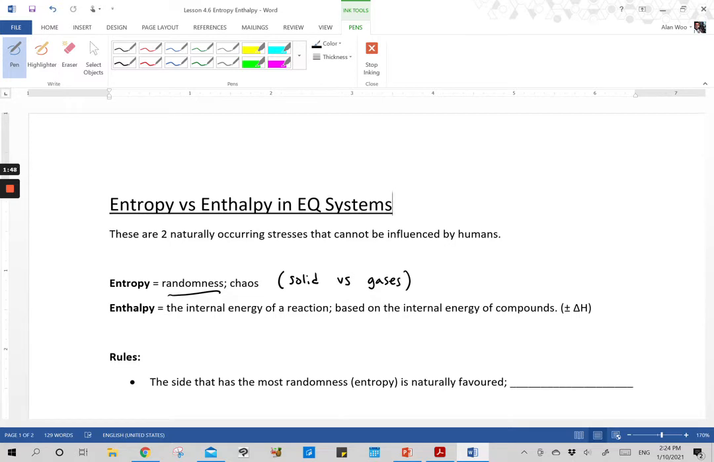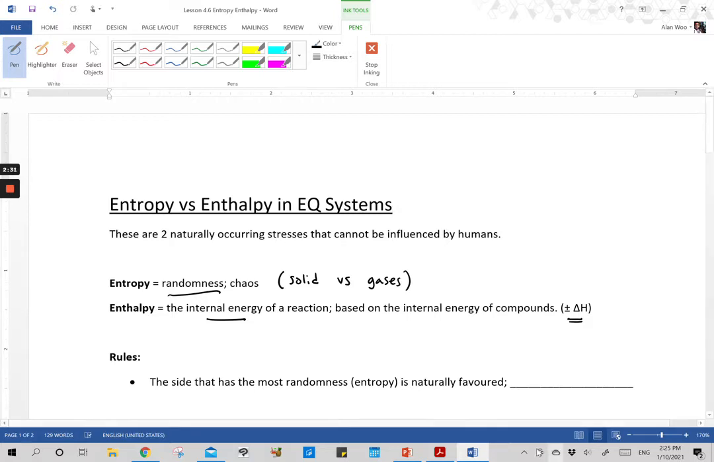Now, when we focus on enthalpy, enthalpy is the amount of internal energy in a reaction. And we base that internal energy on the amount of energy the compounds contain, so kind of like potential energy. If you look at how much potential energy the substances have in the reactants versus the products, we can figure out which side of the reaction has more internal energy. We basically base internal energy on the change of heat energy. That's why sometimes you'll see a plus or minus delta H sign, which just means change in internal energy.